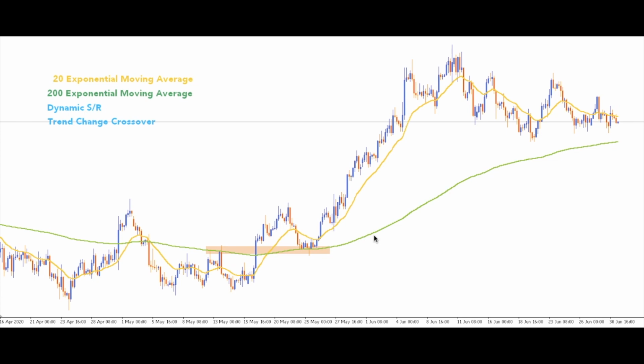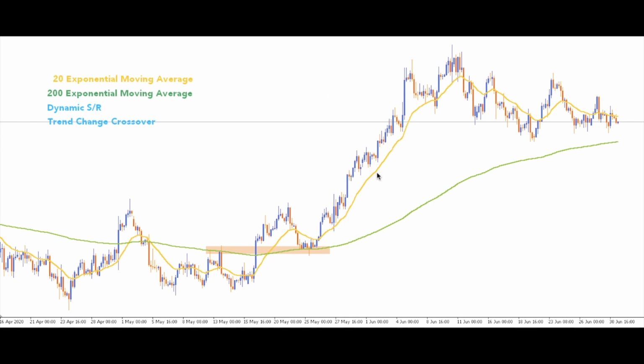So support and resistance, we know, is support when there is a level below the price, and resistance when there is a level above the price. But when there is not any static level but a dynamic level above or below the price, that is where dynamic support and resistance comes in. And if you are looking to buy or sell on the basis of dynamic support and resistance, these two exponential moving averages will help you understand the long-term and short-term view of the market.